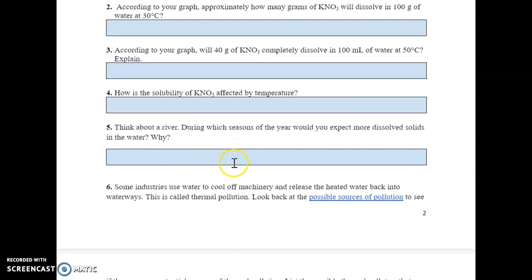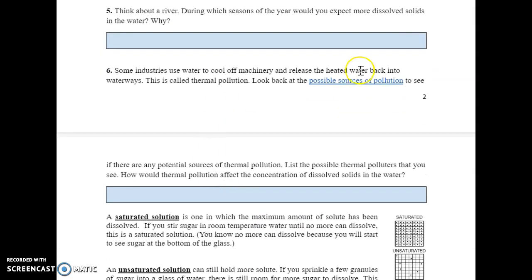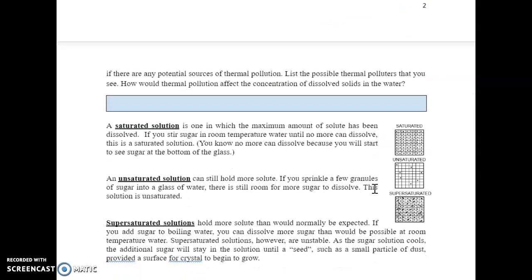Think about the river water. In which season of the year would you expect more dissolved solids and why? So either spring, summer, winter, or fall. Why would you expect that based on what we already know about solubility and temperature? For question 6 here, you're going to look back at the pollution sources and see which one gives off thermal pollution. One of the 4 puts warmer water back into the river. How would that thermal pollutant also affect the concentration of dissolved solids? If it's adding more heat, are there more dissolved solids or less dissolved solids in the river?